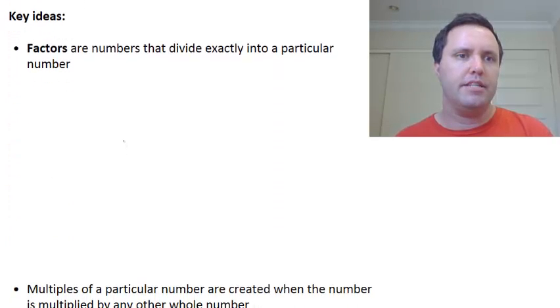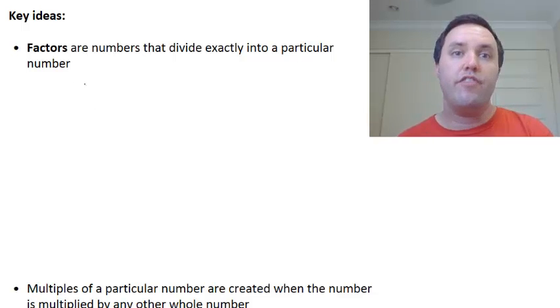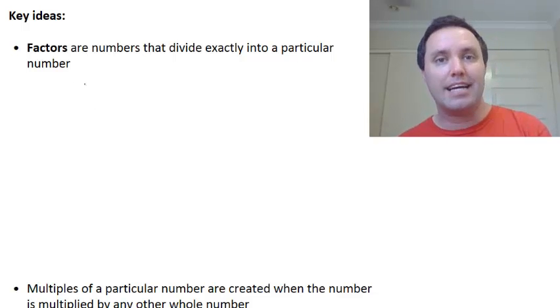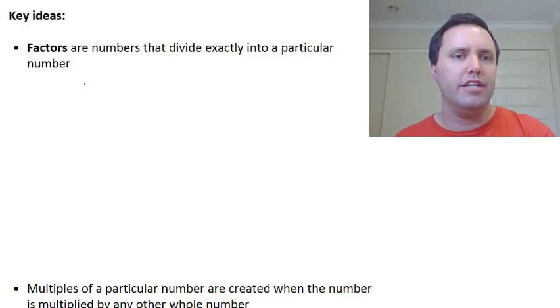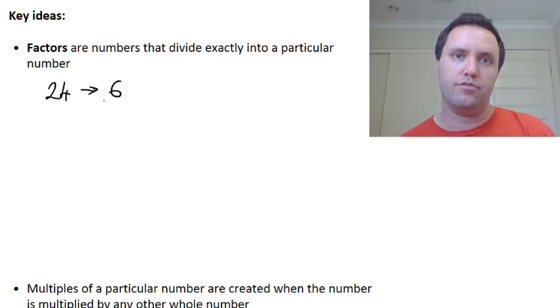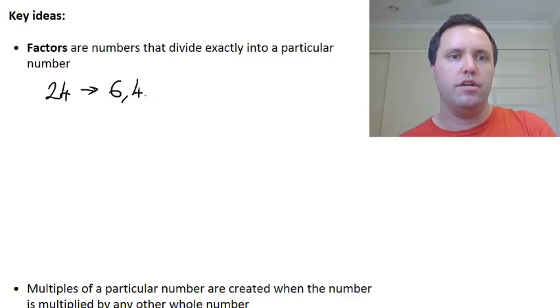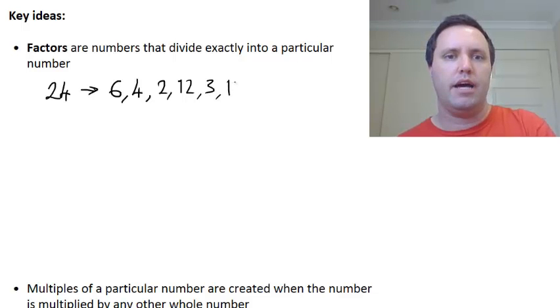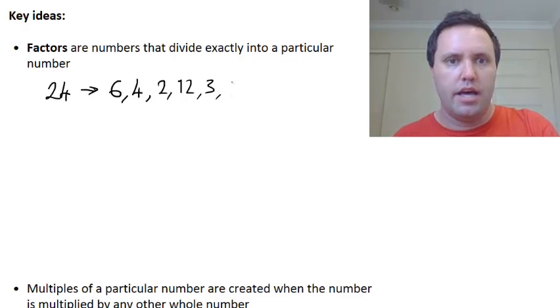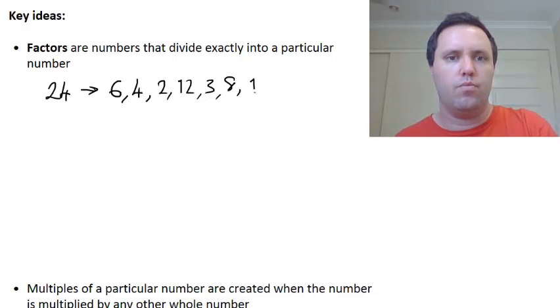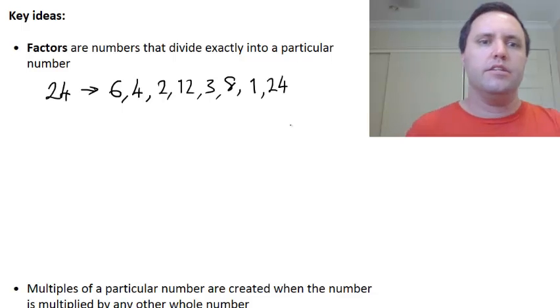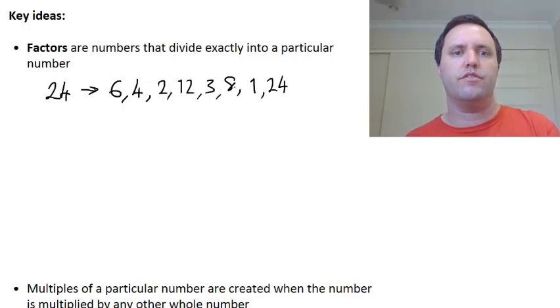Okay, a couple of key ideas. This is a fairly quick video, this one. Factors are numbers that divide exactly into a particular number. So for instance, let's stay with 24. The factors of 24 are, so 6 divides exactly into 24. Okay, so does the number 4. So does the number 2, so does the number 12, so does the number 3, so does the number 8. Whoops, 8 doesn't start with a 1. 8, 1 and 24. Okay, so there's the factors of 24 there: 6, 4, 2, 12, 3, 8, 1 and 24.